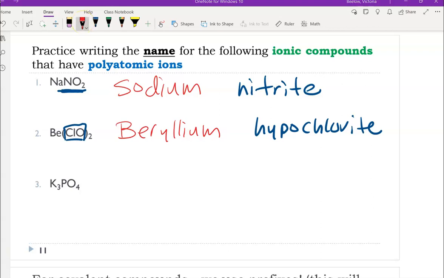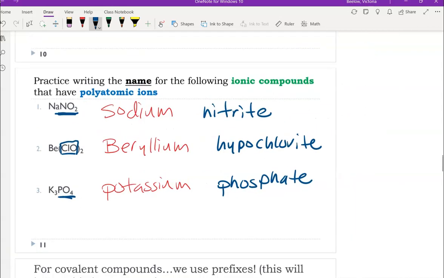And for this last one here, we have K, which is potassium. And then we have PO4, which on the back of your periodic table is phosphate. Okay? And that is naming ionic compounds.